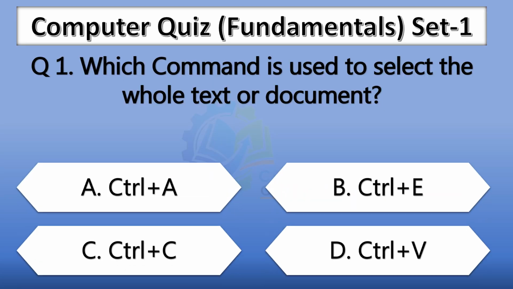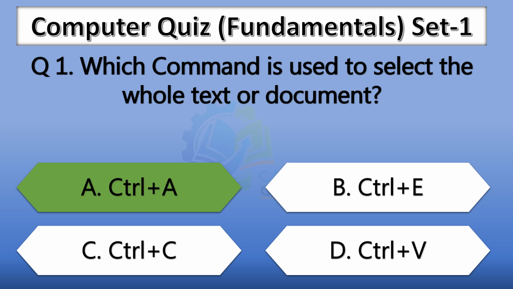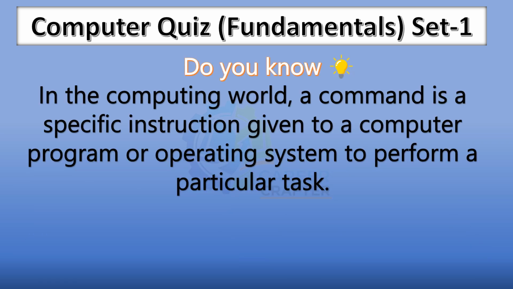Which command is used to select the whole text or documents? The options are Ctrl plus A, Ctrl plus E, Ctrl plus C, or Ctrl plus V. The correct option is Ctrl plus A. Do you know, in computing world, a command is a specific instruction given to a computer, program or operating system to perform a particular task.